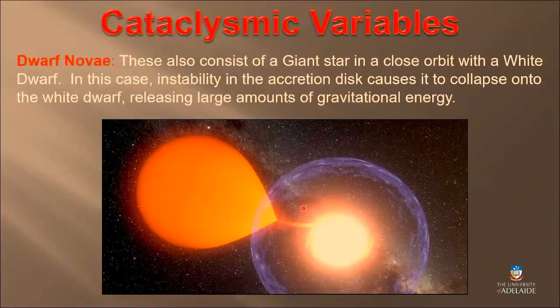Then we also have what's called a dwarf nova. So these also consist of a giant star in a close orbit with a white dwarf. But in this case, the explosion's caused by instability in the accretion disk. It can actually collapse onto the white dwarf, releasing a large amount of gravitational energy. So these aren't as energetic or as luminous as a classical nova, but still put out quite a lot of energy just the same.